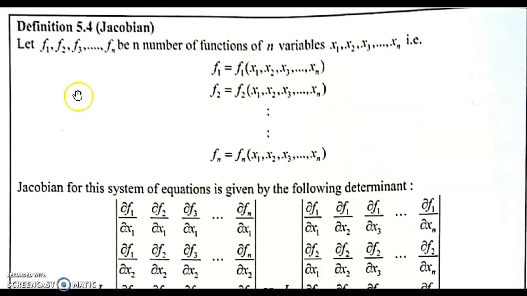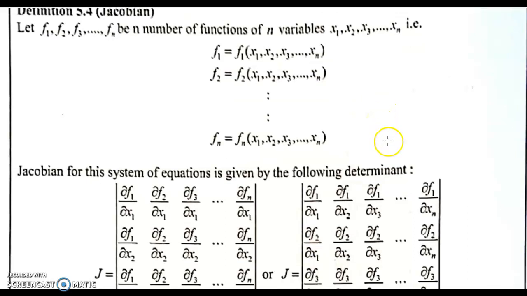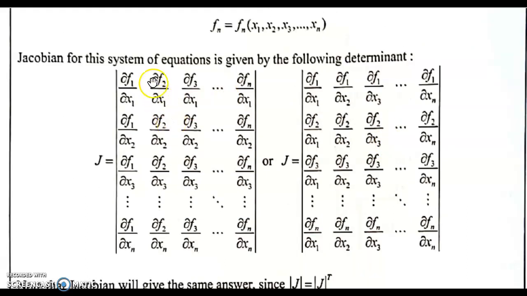Okay, so let function 1, function 2, function 3 till function n be the number of functions of n variables, where you have several variables inside one function. That is what partial derivative is all about, where you have more than one variable in one function. This is how we calculate the Jacobian function using this system of equations.